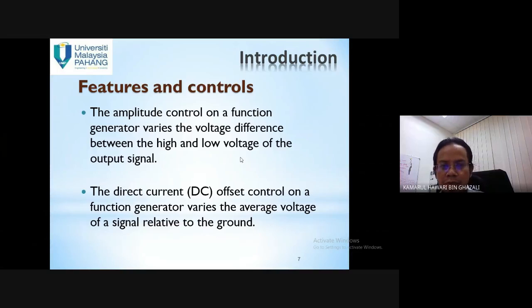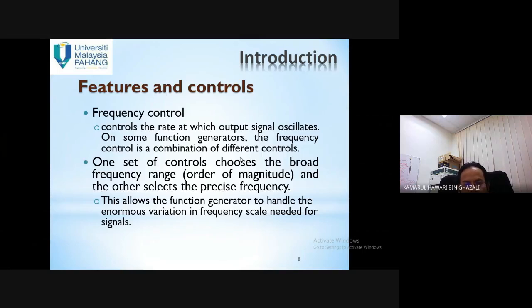The amplitude control on a function generator varies the voltage difference between the high and low voltage of the output signal. The DC offset control on a function generator varies the average voltage of the signal relative to the ground. Frequency control sets the rate at which the output signal oscillates, so you can control the frequency. One set of controls chooses the broad frequency range and the other selects the precise frequency.